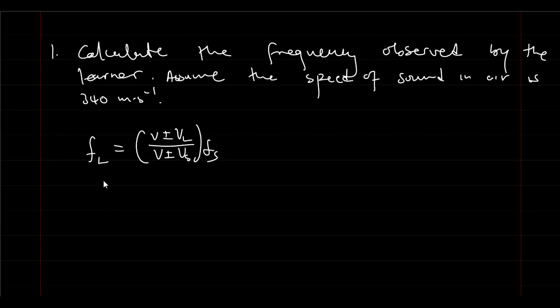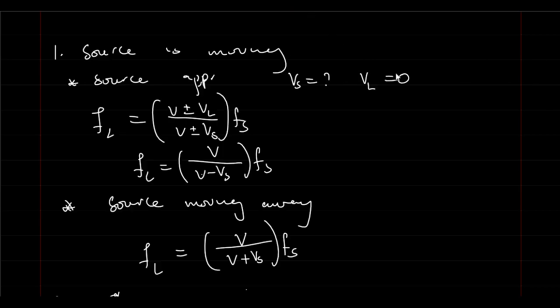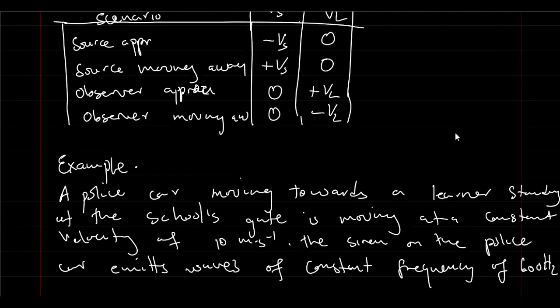Okay, now what are we going to check? We are going to check the data that is given in our statement. First of all, we must check what scenario we are having. Here we have a scenario whereby the police car is moving towards. So what is towards? Towards is approaching. Okay, so the police car is approaching the learner. So we must expect that the frequency observed by the learner will be greater than the frequency of the waves emitted by the sound source.